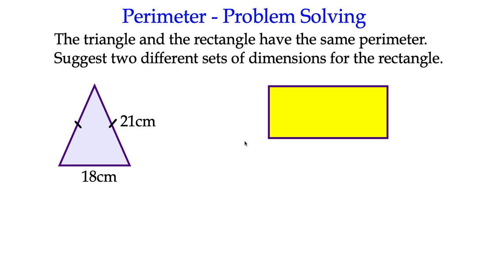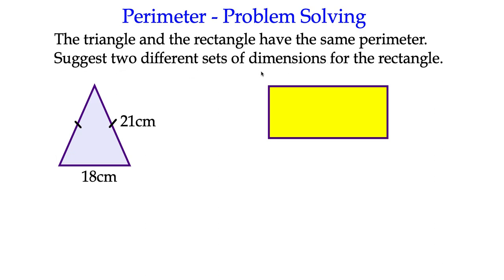Hi there, in this video we're going to have a look at solving problems using the idea of perimeter. And we've been looking at the idea that the perimeter of a shape is a distance all the way around the outside. So let's have a look at this problem here. It says there's a triangle and there's a rectangle and they have the same perimeter.